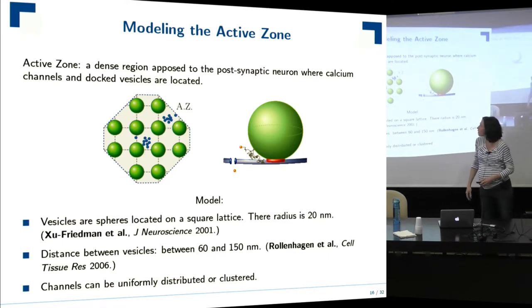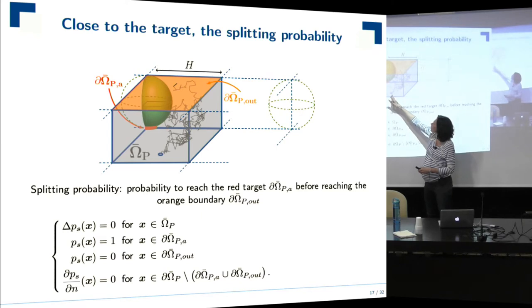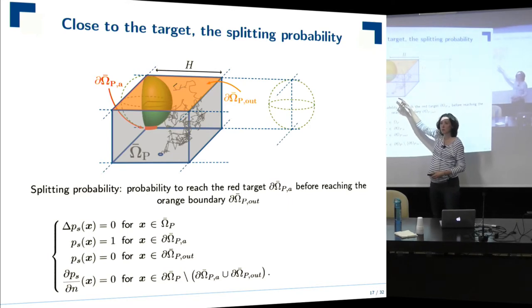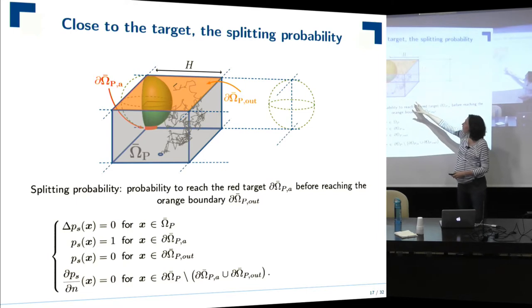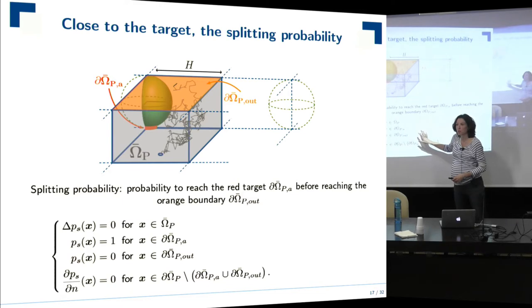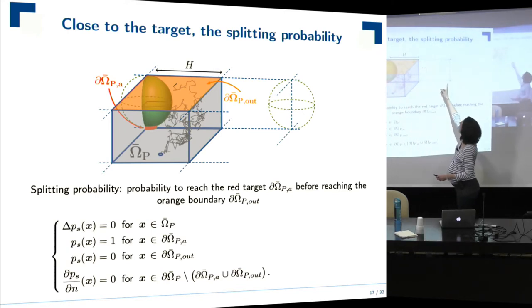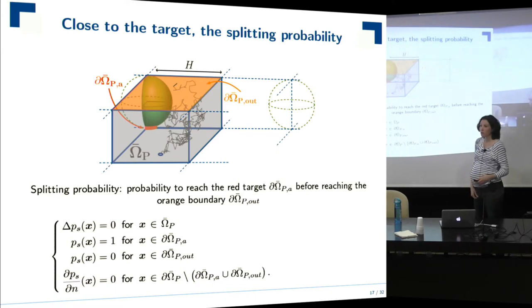And channels, we don't really know, but people have evidence that they might sometimes be clustered and sometimes not. So what's happening if I have a particle entering somewhere here, where I am in the boundary layer or extremely close to it, so I don't know if I'm in or not. And it's exactly what's happening at the synapse, right? So to understand the dynamics, I used the splitting probability, which is the probability to reach the red target before getting lost inside of the terminal by crossing the orange boundary. This splitting probability is the solution of this equation. And the question now is, how should I solve that, knowing that I have this cusp here and a domain that is no longer symmetrical, and I'm still in 3D?